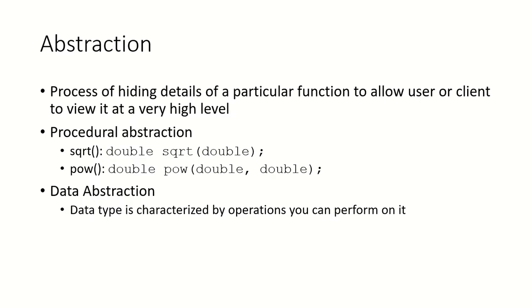So then what is abstraction? It is the process of hiding the details of a particular function to allow the user or client to view it at a very high level. So you must have come across abstraction in programming languages also. Take an example of C, where you have procedural abstraction.